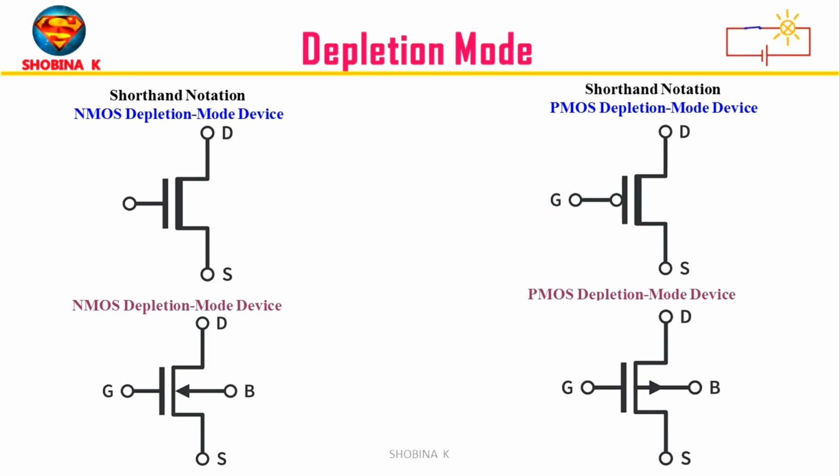Now PMOS in depletion mode. Here the channel line is solid. The arrow points outward, same P to N direction as before. And all other elements match enhancement PMOS.